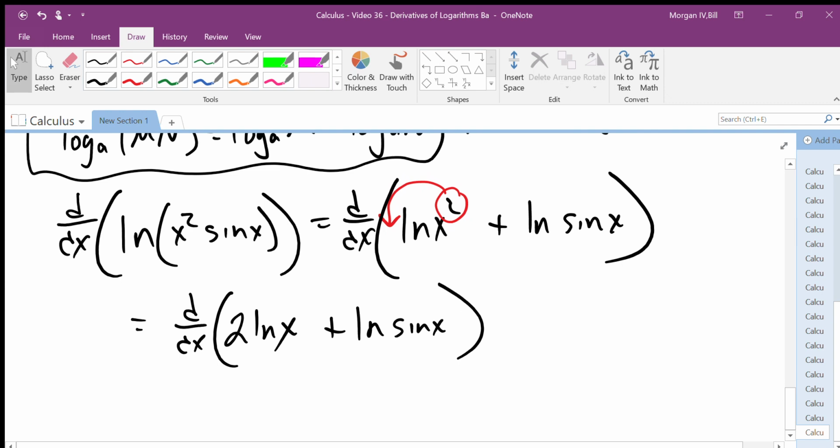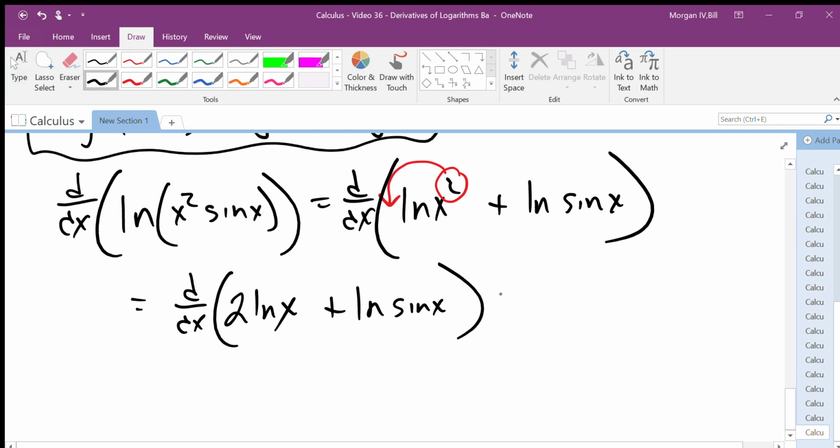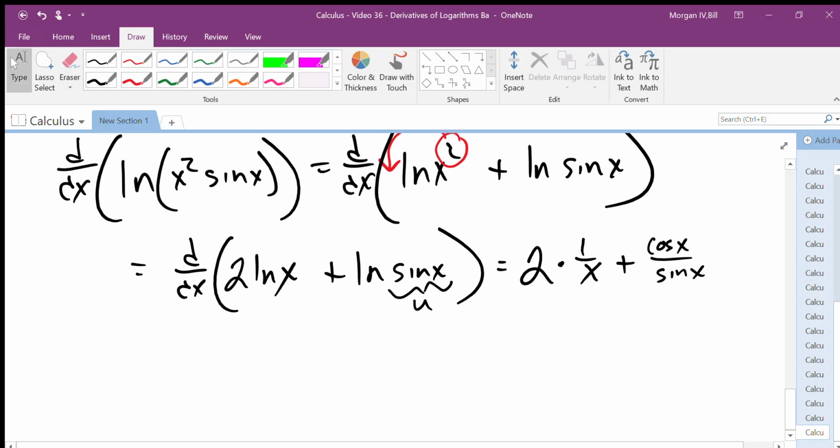Now let's take the derivative. We get 2 times, what's the derivative of the natural log of x? 1 over x. Plus, natural log of sine of x. Sine of x is like the u function. So that's u prime over u. What's the derivative of sine of x? Cosine of x over itself, the sine of x. Our answer here is 2 over x plus cosine of x over sine of x.